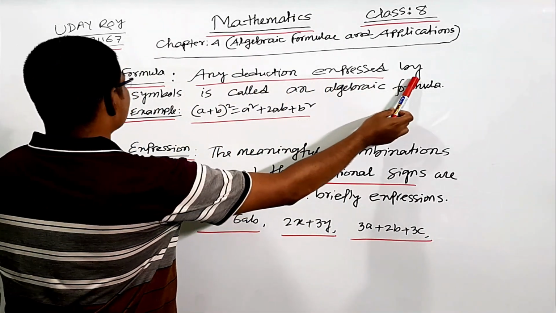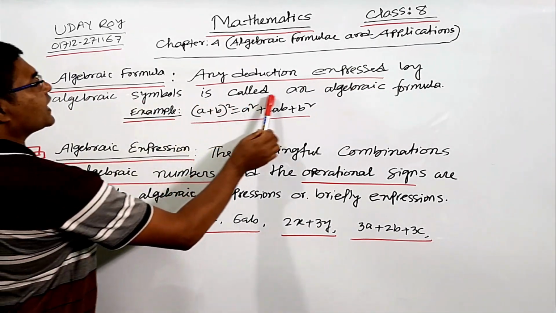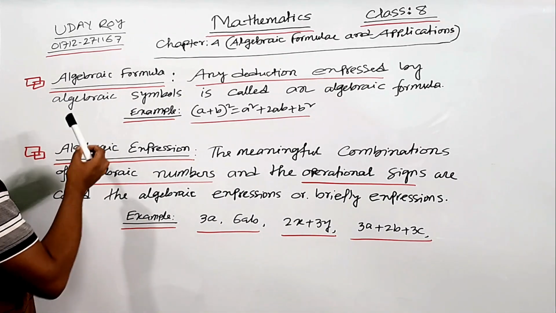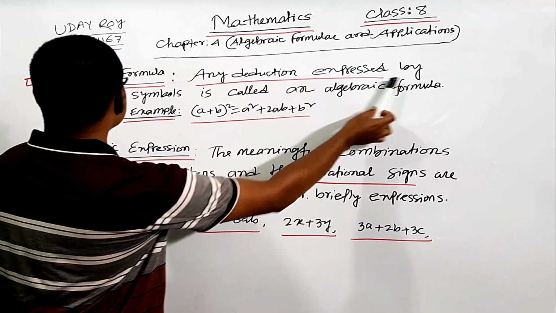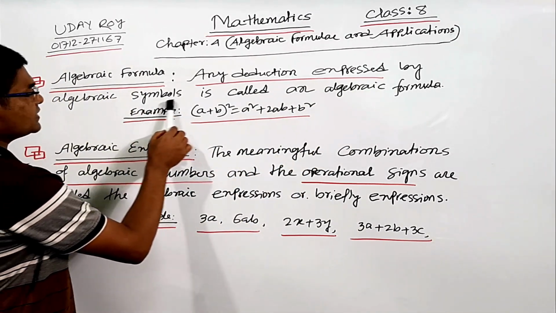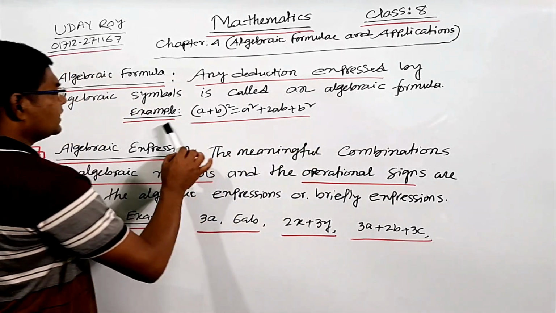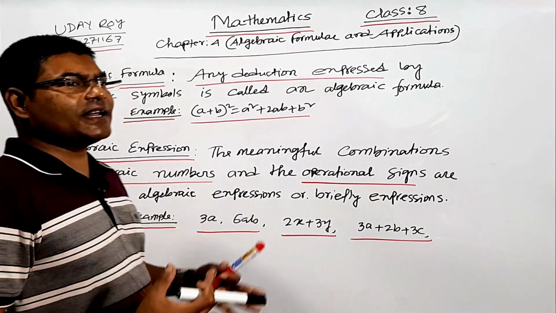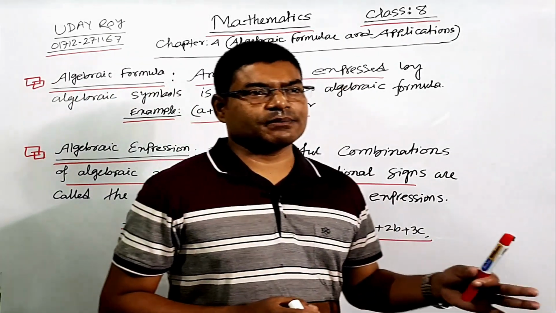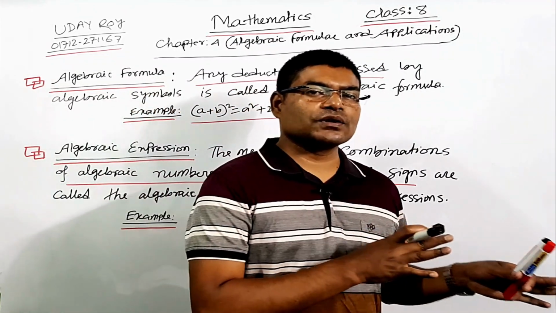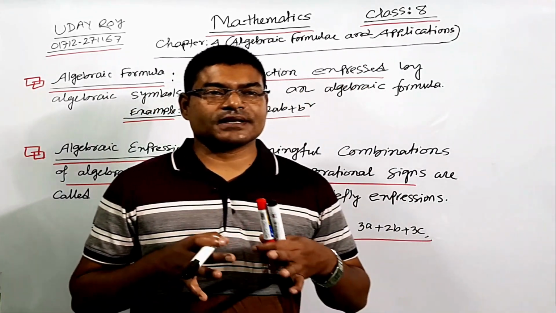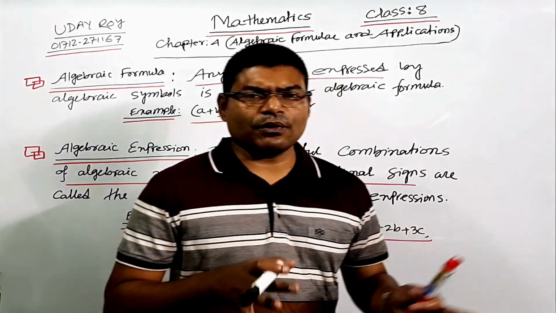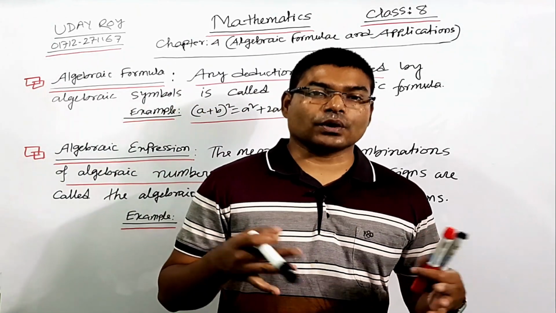Any deduction expressed by algebraic symbols is called an algebraic formula. So at first you have to know what is called algebraic formula. Just a plus b whole square equal to a square plus twice ab plus b square. You can say a minus b whole square equal to a square minus twice ab plus b square, or a plus b plus c whole square equal to a square plus b square plus c square plus twice ab, twice bc, twice ca. These are the formula.